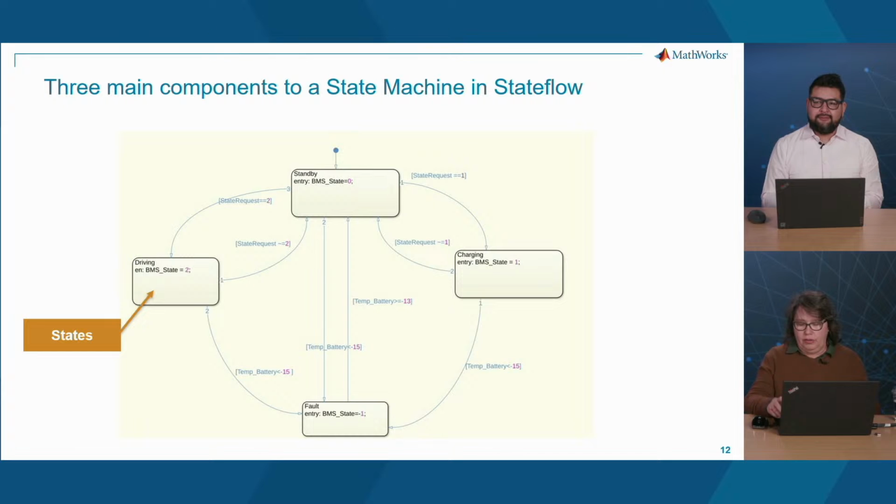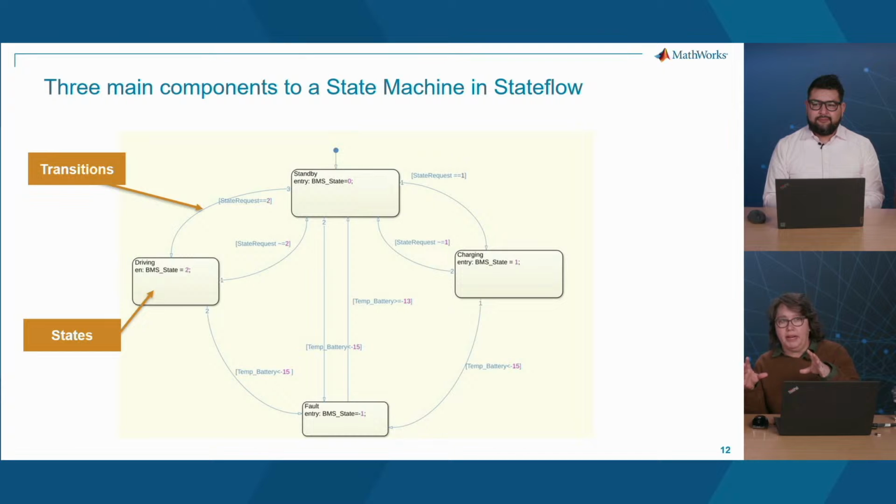So we have states here. These rectangles are like our circles before. We have the transition, the blue line with the conditional statement on it. That's a transition. In this case, I'm in the standby state, and I'm checking to see what my state request is. If it's equal to 2, I go into the driving state. So that's a transition.